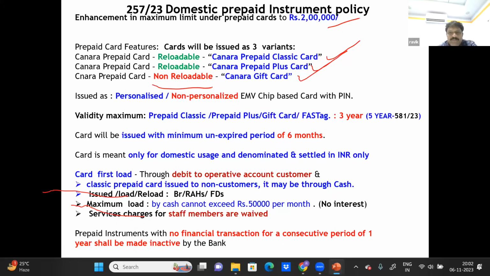Now, we issue personalized and non-personalized cards, both. Now validity. Prepaid cards have a maximum of 3 years as per policy. But recently, as I told you, circular 581/23, the bank has modified this also to 5 years. So you have to clearly observe which question is coming in the examination.